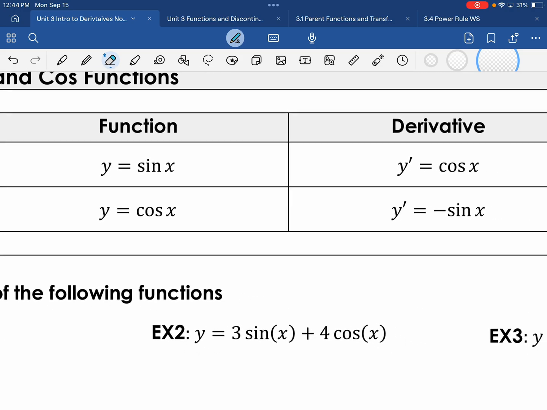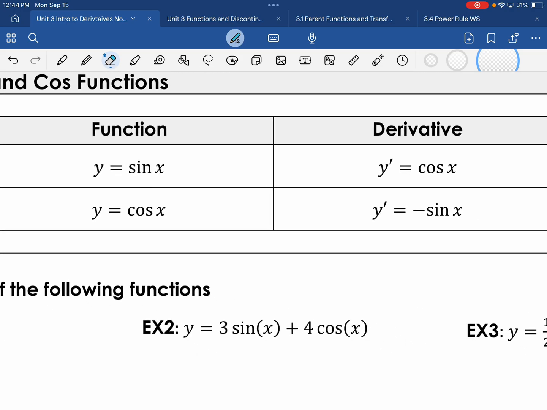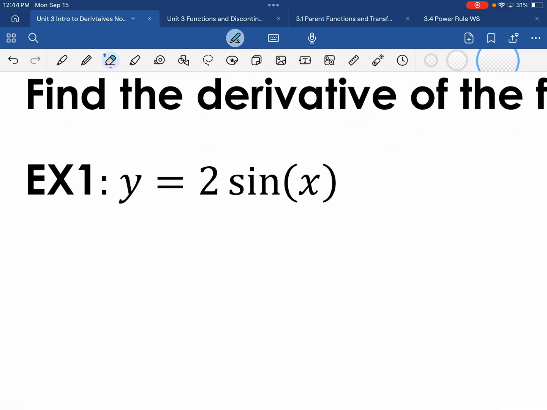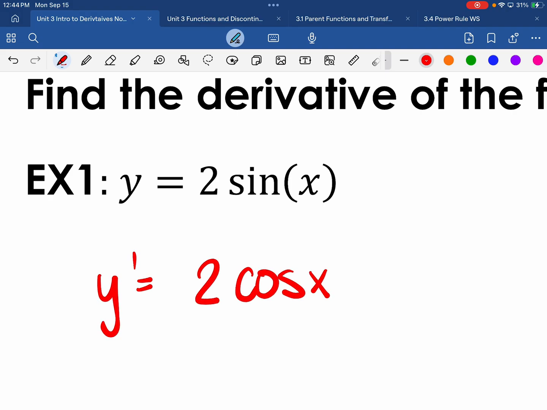The first 2 are sine and cosine. The derivative of sine is going to be cosine. The derivative of cosine is negative sine. So, if I have this function here, y equals 2 sine x, the 2 is a coefficient, and it's just going to hang out, just like all the coefficients do. What is the derivative of sine? Cosine. So your derivative function is going to be 2 cosine x.